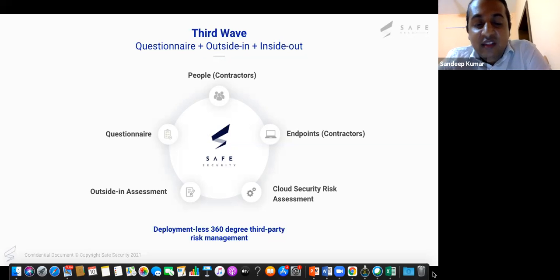By combining the external assessment along with the questionnaire assessment and the inside-out assessments, that brings in all the visibility, and organizations can now have a comprehensive view of the third parties.